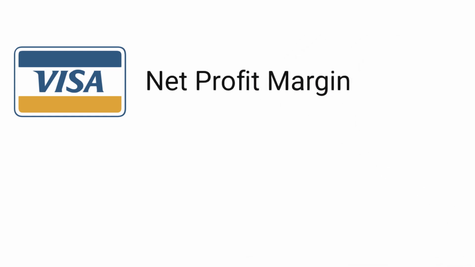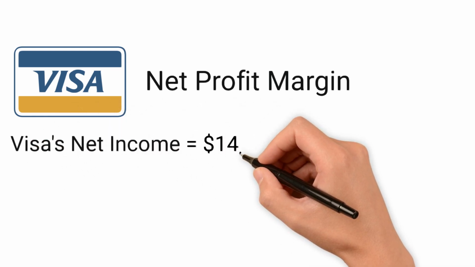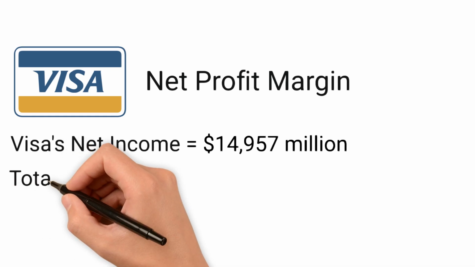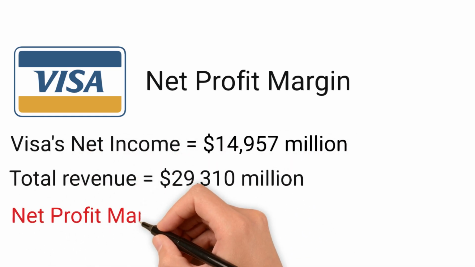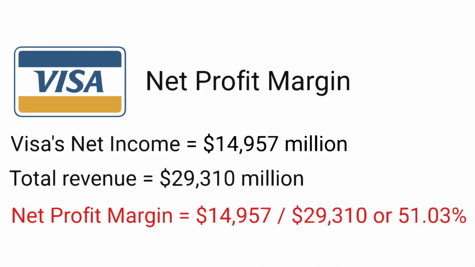So number one, we have net profit margin, or NPM. Visa's net income for a specific period was 14,957,000. Total revenue was 29,310,000. So that gives us a net profit margin of 51.03%, as calculated above.